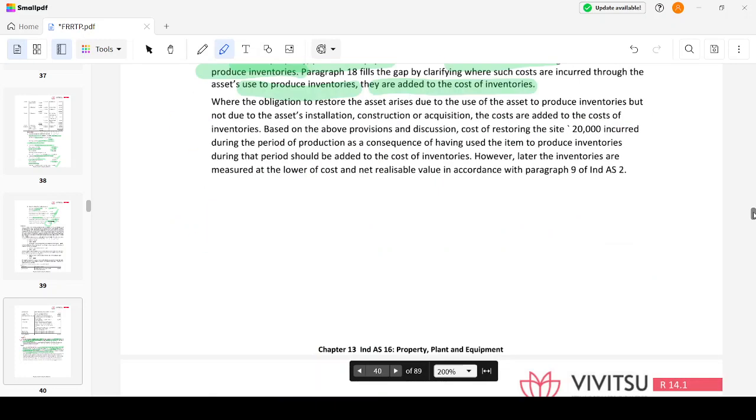Where the obligation to restore arises due to the asset used to produce inventory, but not due to the asset's installation, construction, or acquisition, the costs are added to the inventory based on the provisions and discussion. Cost of restoring 20,000 incurred as a consequence of having an item to produce inventory should be added to the cost of inventory. Now that I've added it, the cost plus this decommissioning cost will be higher. Now I have to compare it to the NRV, and I have to measure it finally at the lower of cost or NRV. So let's repeat the points once again.